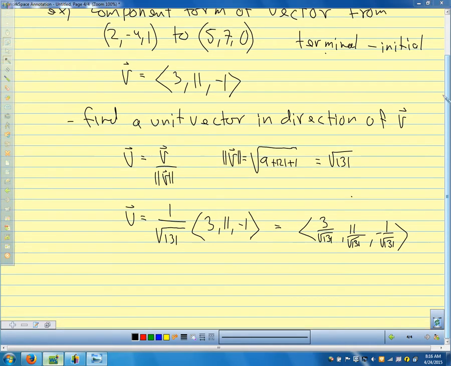What if the problem asks us to find a vector with magnitude 5 in the direction of B? What would I do? Multiply this by 5. So I could write it like this, or I could write it like this. That would be a vector with magnitude 5 in the direction of that one. So that was another type of problem that we did with unit vectors. We can find a vector with any magnitude in the direction of this vector. All right, other questions there?